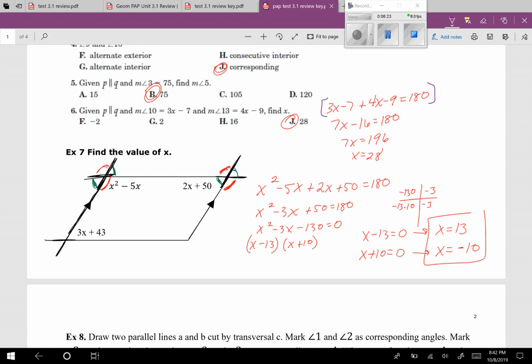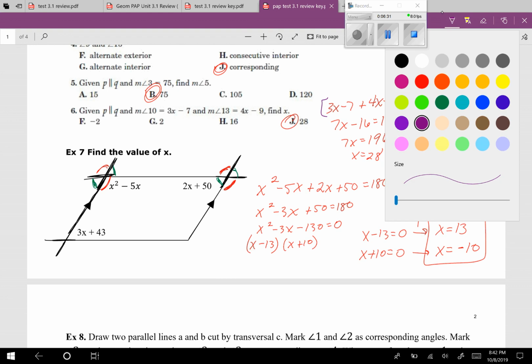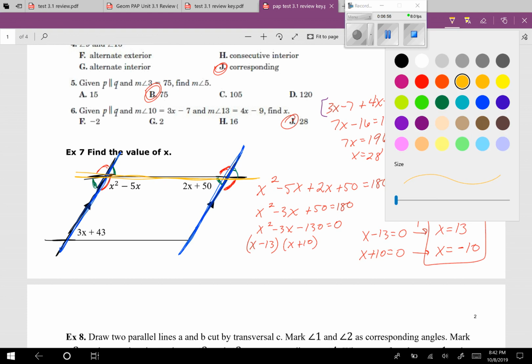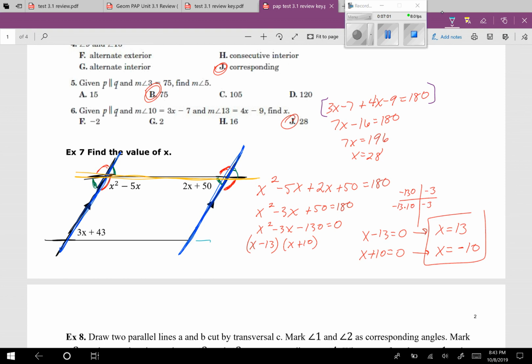Okay, question 6. Or 7, I'm sorry. This is find the value of x. Okay, important thing to point out here on this one. Your parallel lines are right here. Okay, these are your parallel lines. Now you can see we have 2 transversals. I'm going to highlight one in a golden color, and then we'll do one in this turquoise.